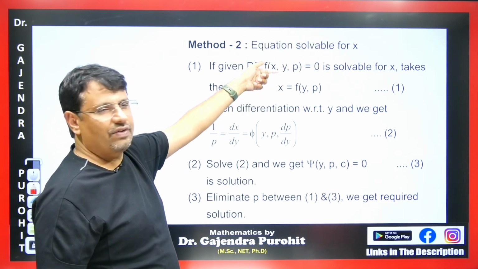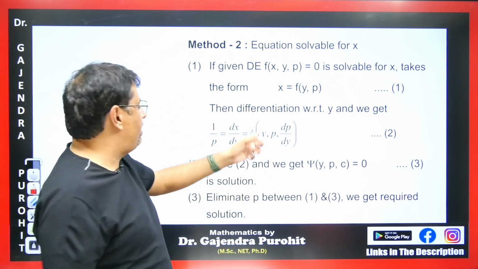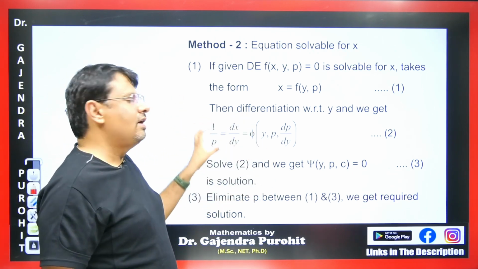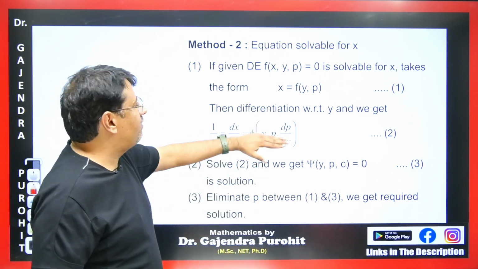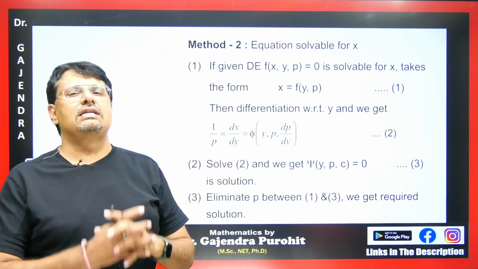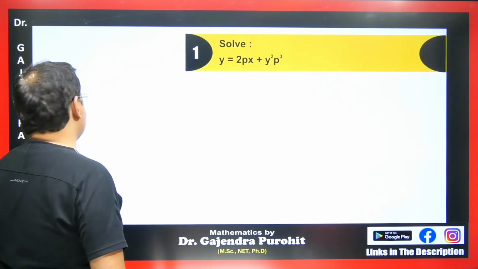You just have to differentiate x with respect to y. We know that dy by dx is p, so dx by dy will be 1 upon p. Then we will factorize, calculate the value of p, and put the value of p in this equation, which will give us the answer. Now let me try to explain this with an example. For example, this question is given.